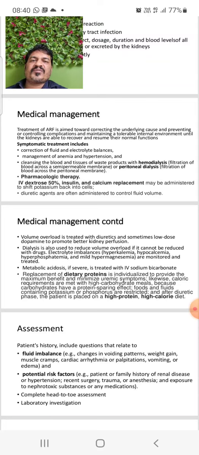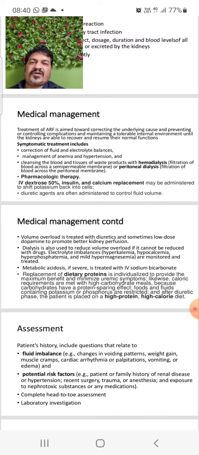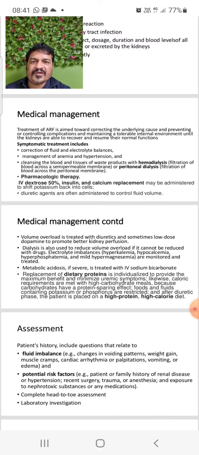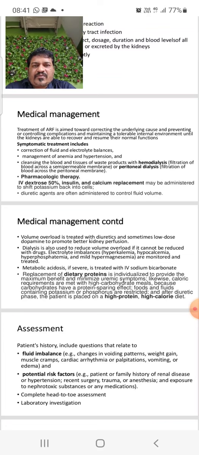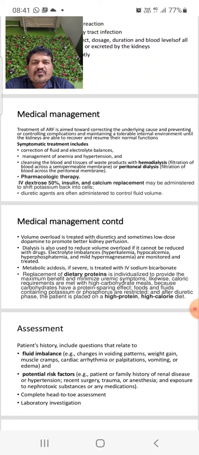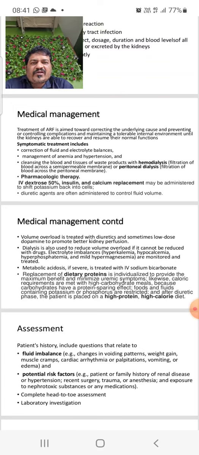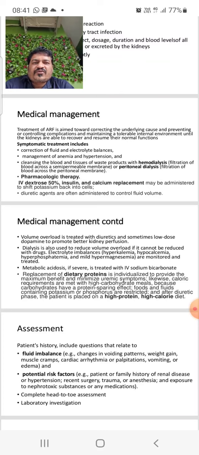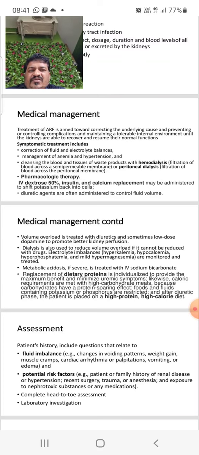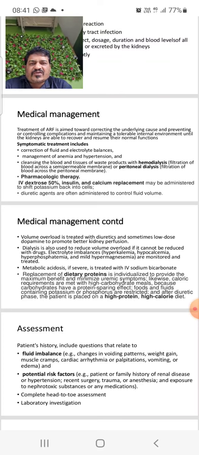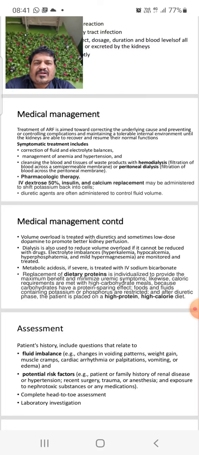So, symptomatic treatment is a must to maintain the correction of electrolyte balance and management of hypertension and anemia. And one thing is, if the kidney output is not maintained and there is a collection of waste products, in those cases we should go for hemodialysis or peritoneal dialysis. What about the pharmacological therapy?